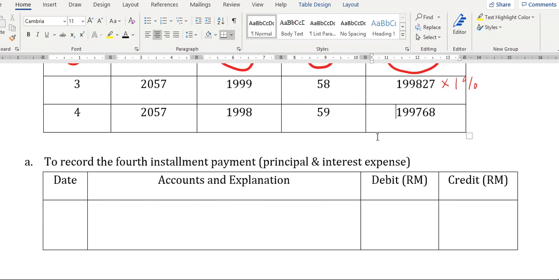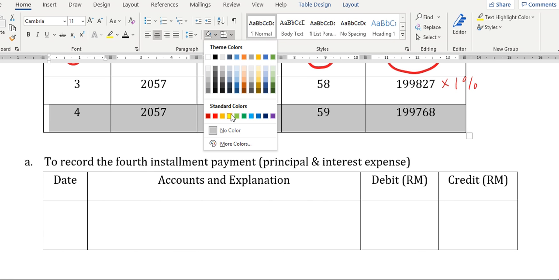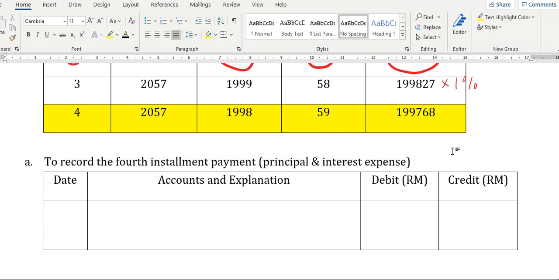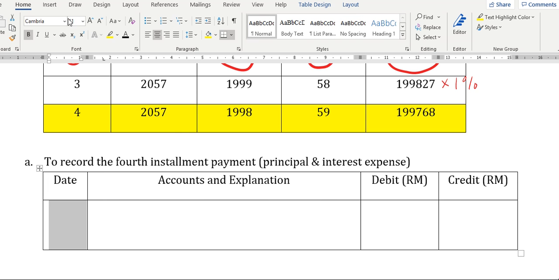So we are to record the fourth installment. So the one that we are going to record is this one here. So how do I record the one that I highlighted in the table? So the date will be, when is it? It's not stated in the question, right? Unless it's stated in the question, you need to write down the date.